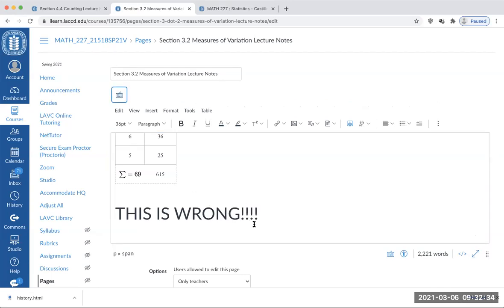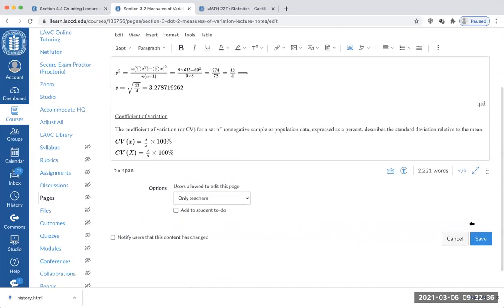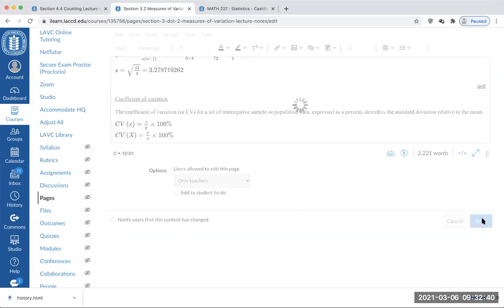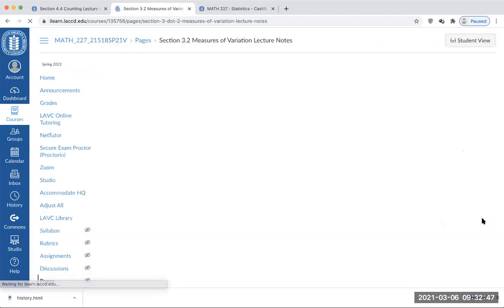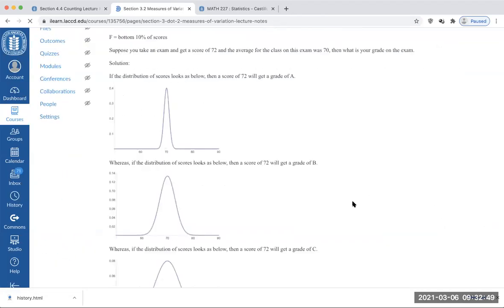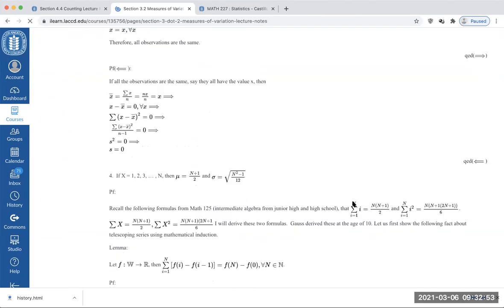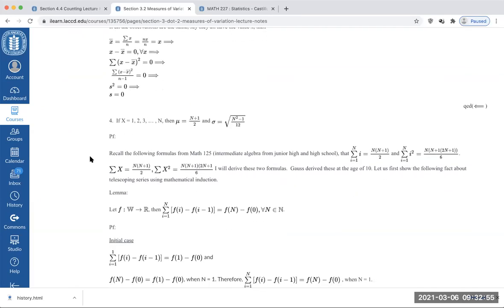Hopefully, I'll be able to see this, and I'll change it. Okay, thank you very much. There's something wrong there, and I've got to fix it. Okay, I'll go past that. Yeah, that's it. Thank you. That is wrong. Okay, so let's see.